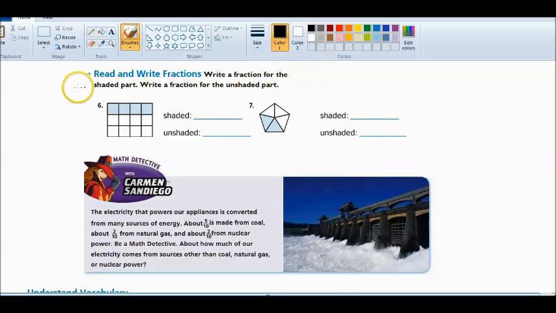Read and write fractions. Write a fraction for the shaded part, then write a fraction for the unshaded part. And I do want to tell you that is one thing you must be very cautious about, because sometimes the question will ask you to name the unshaded part as a fraction. So let's try number 6. Let's try number 7. How'd you do?